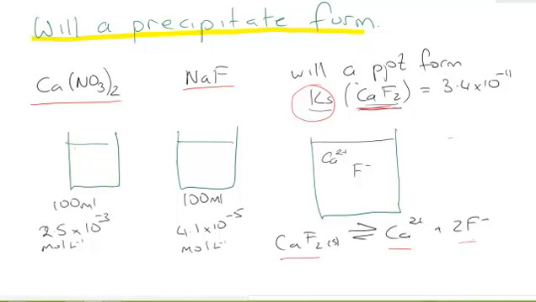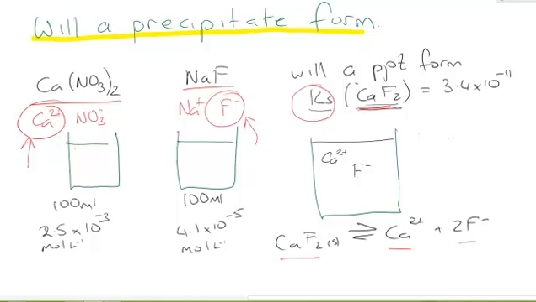Okay, so we have two separate solutions that are not forming a precipitate at the moment. This contains calcium ions, nitrate ions, and this separate solution contains sodium ions and fluoride ions. So what happens when we combine them? Will a precipitate between calcium and fluoride form? Well, we need obviously to know the concentration of the calcium ions and the concentration of the fluoride ions.